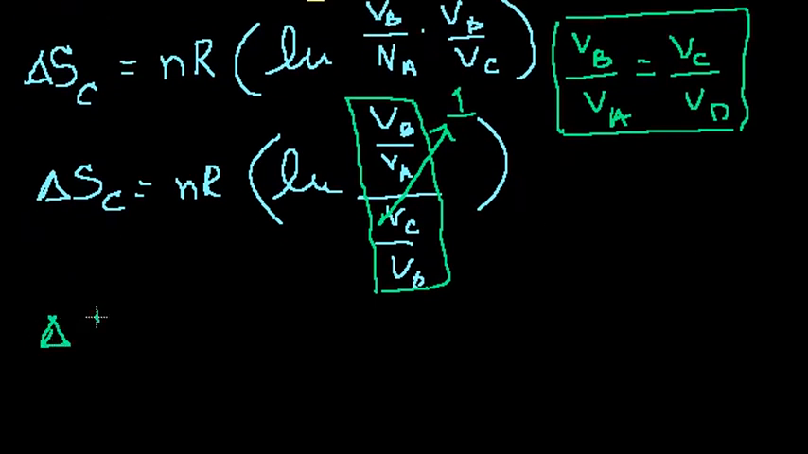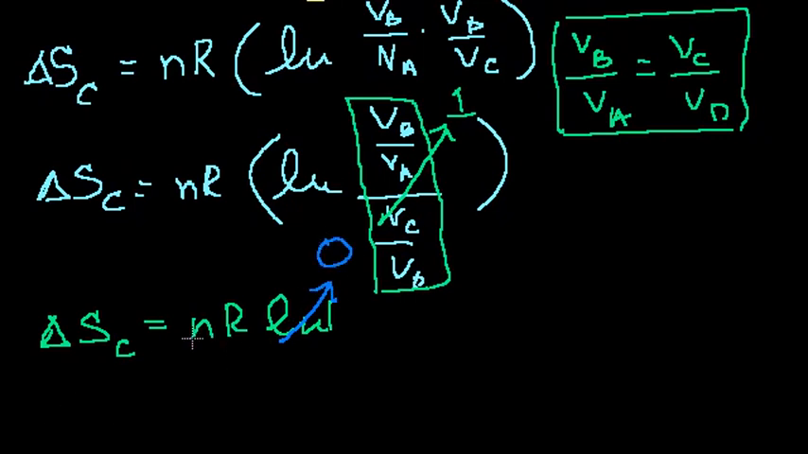So our change in our mystical S state variable is nR times the natural log of 1. What's the natural log of 1? e to the what power is equal to 1? e to the 0 is equal to 1. n times R times 0. I don't care how big or whatever. This is 0. So it equals 0. So there we have it.